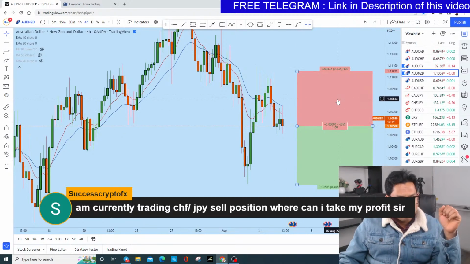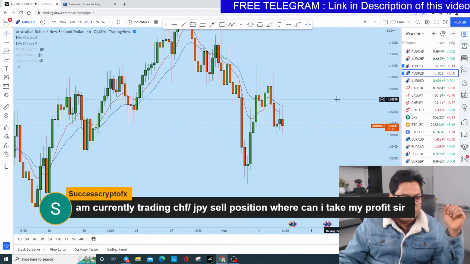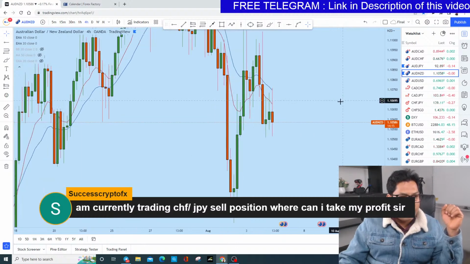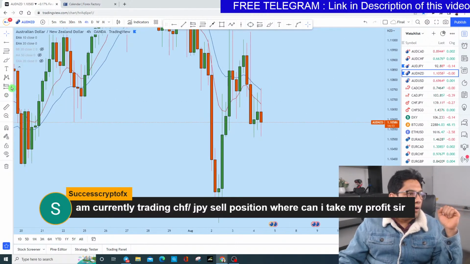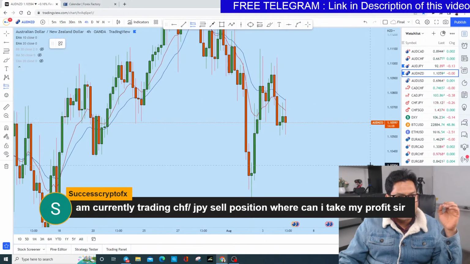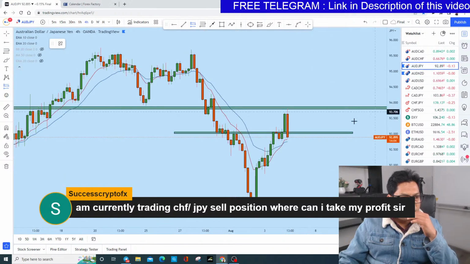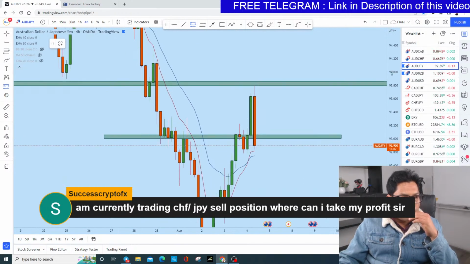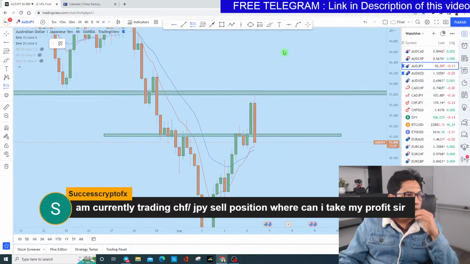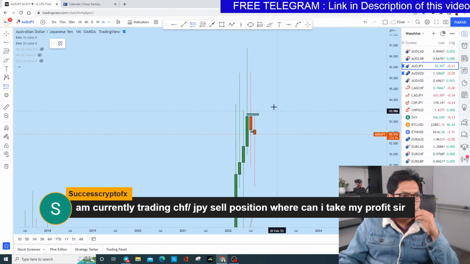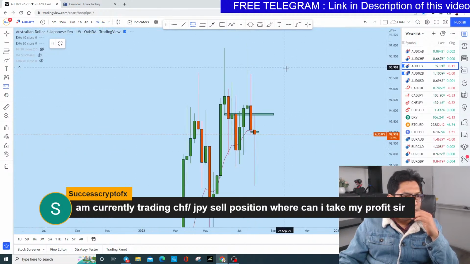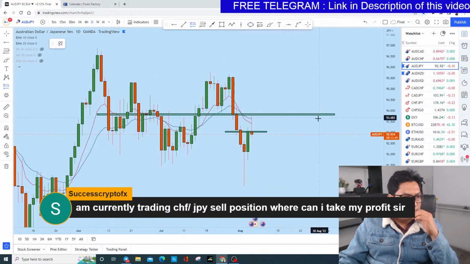So this one we are running. Let me delete that one, so we can add one more for new students or for those who haven't taken that trade. Let me look at Aussie yen. Okay, let me look at the bigger picture, monthly. Okay, so we might see a very strong move on Aussie yen.